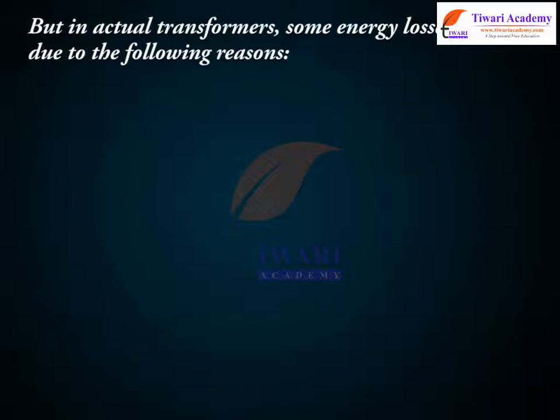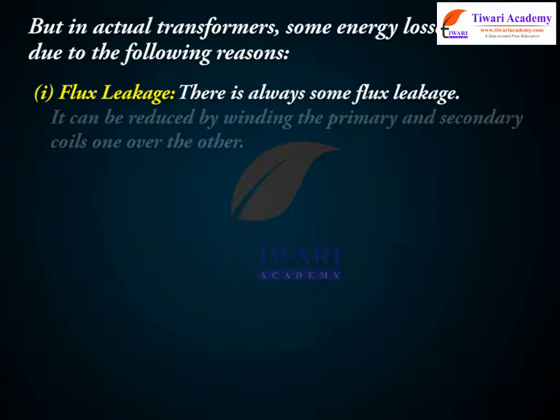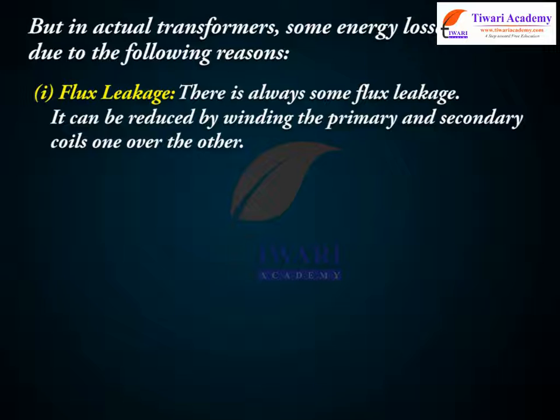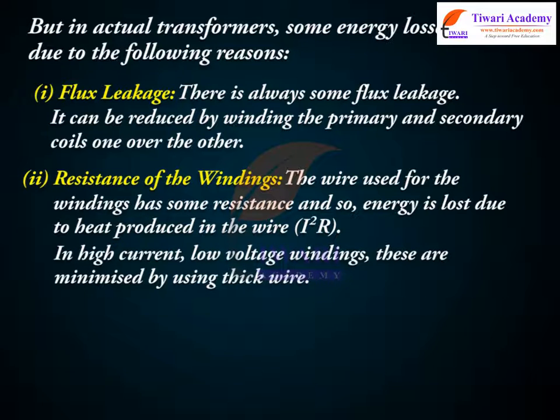But in actual transformers, some energy losses do occur due to the following reasons. 1. Flux leakage. There is always some flux leakage. It can be reduced by winding the primary and secondary coils one over the other. 2. Resistance of the windings. The wire used for the windings has some resistance and so energy is lost due to heat produced in the wire, I squared R. In high current, low voltage windings, this is minimized by using thick wire.